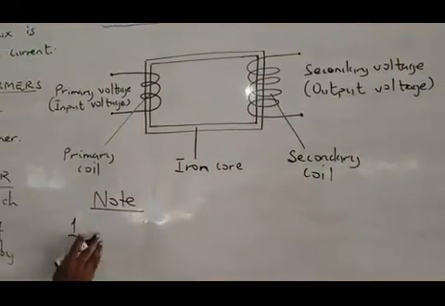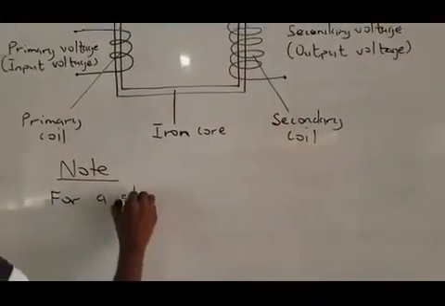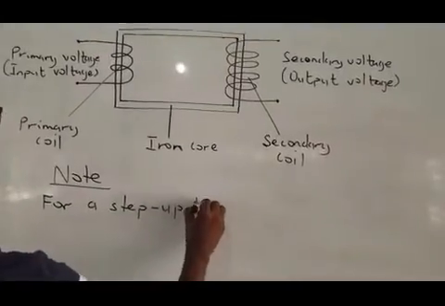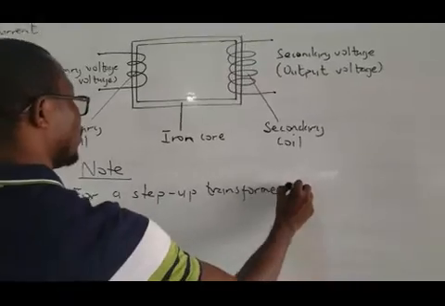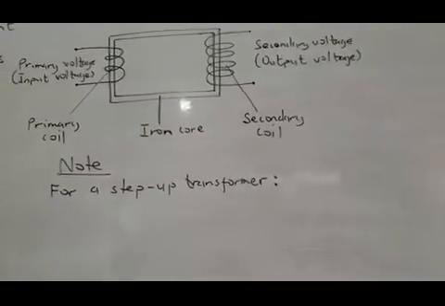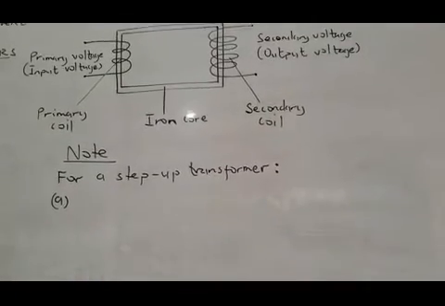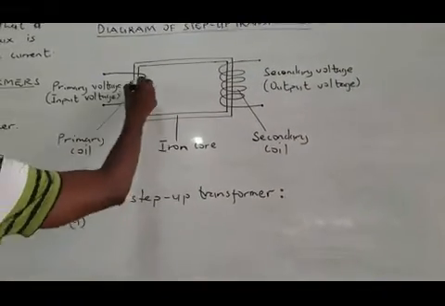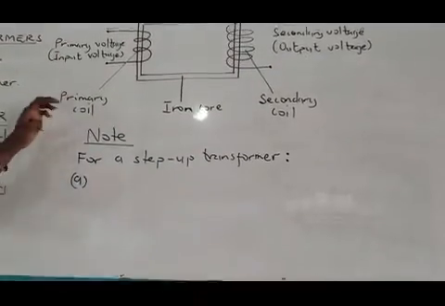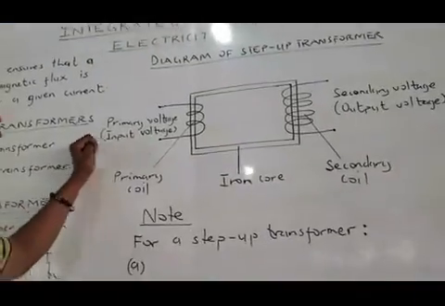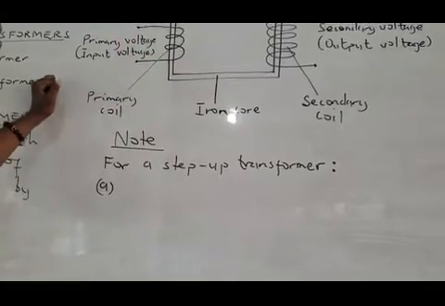Now, for a step-up transformer, if you look at the turns, 1, 2, over here the turns are more. So, for a step-up transformer, the number of turns in the secondary coil is more as compared to the number of turns in the primary coil.